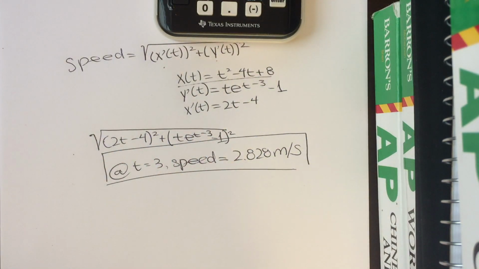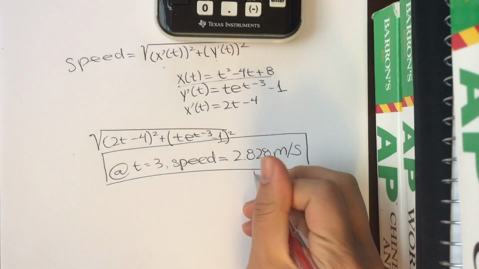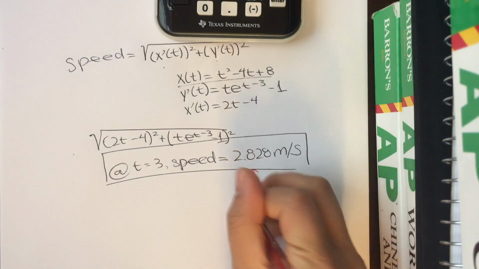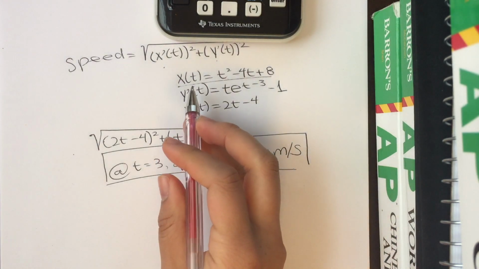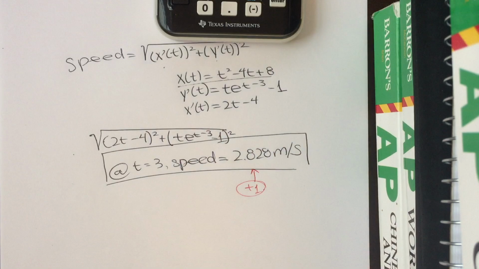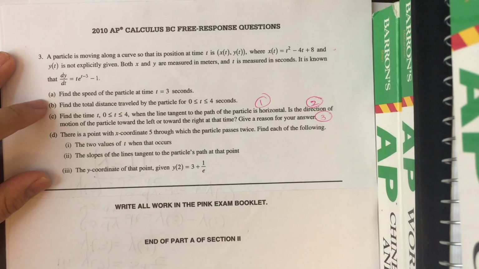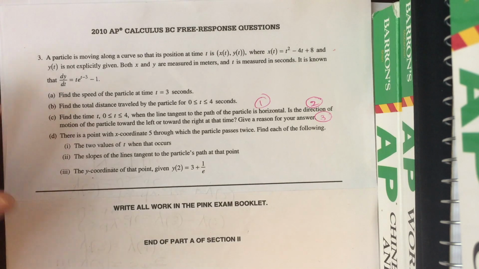And according to the scoring guidelines, part A of number 3 is only given 1 point, and that is for having the correct answer. But I would recommend also including the correct units, 3 decimal places, and the function for speed to really demonstrate that you know what you're doing. In part B, we need to find the total distance traveled by the particle from 0 to 4 seconds.